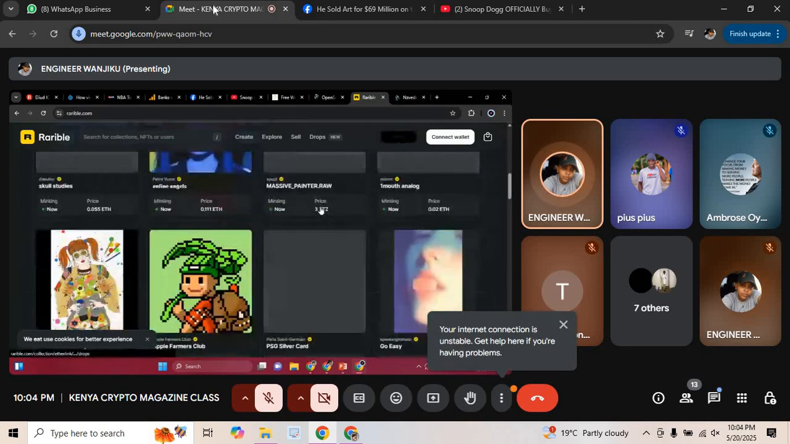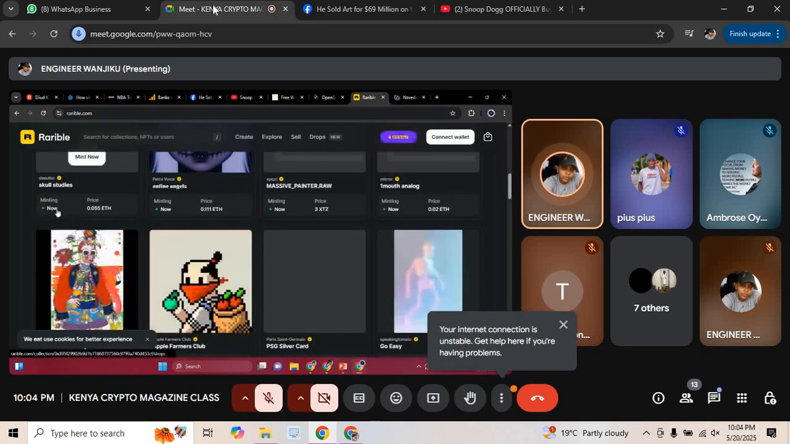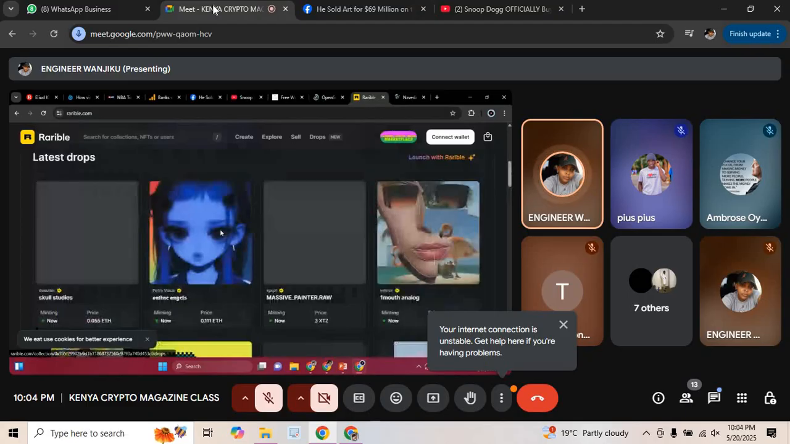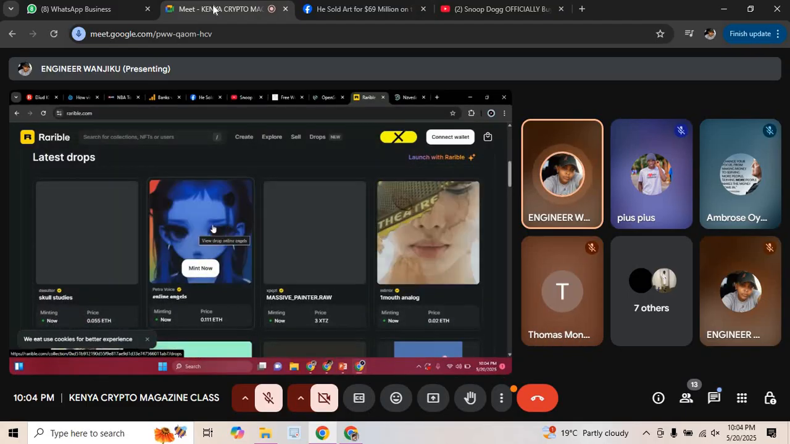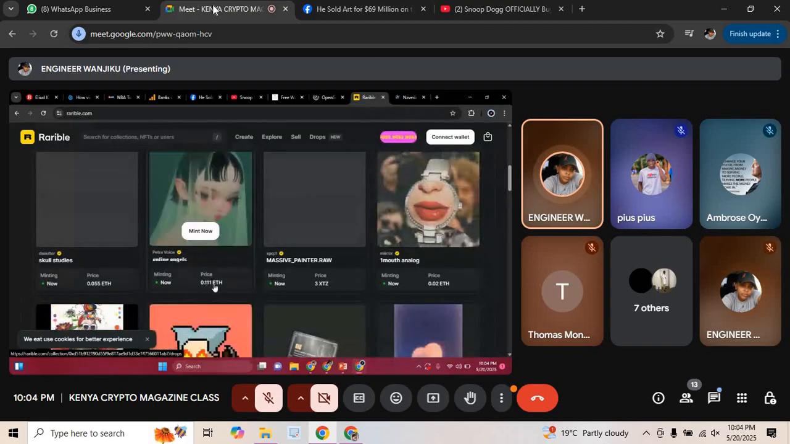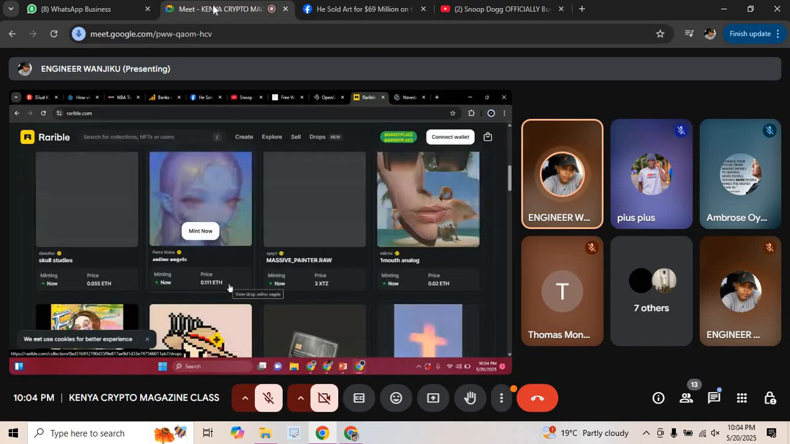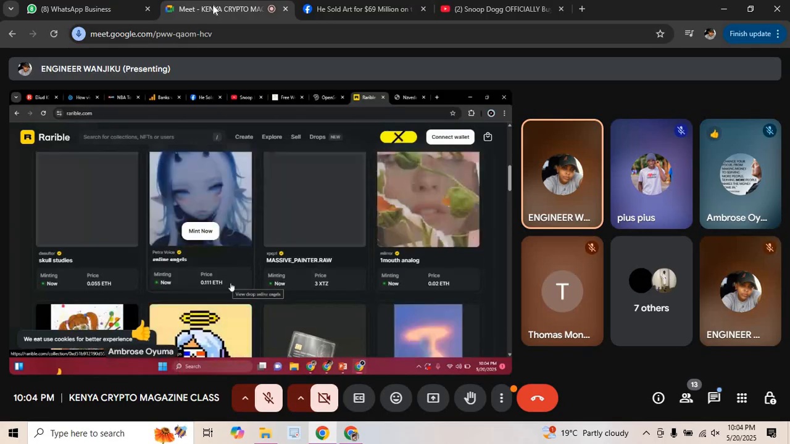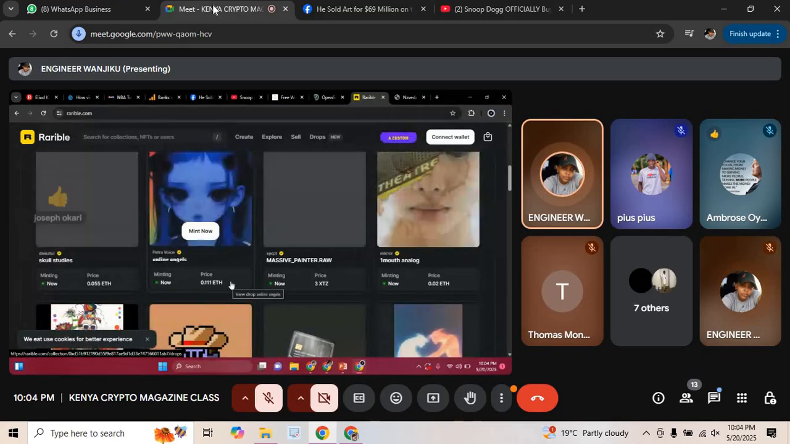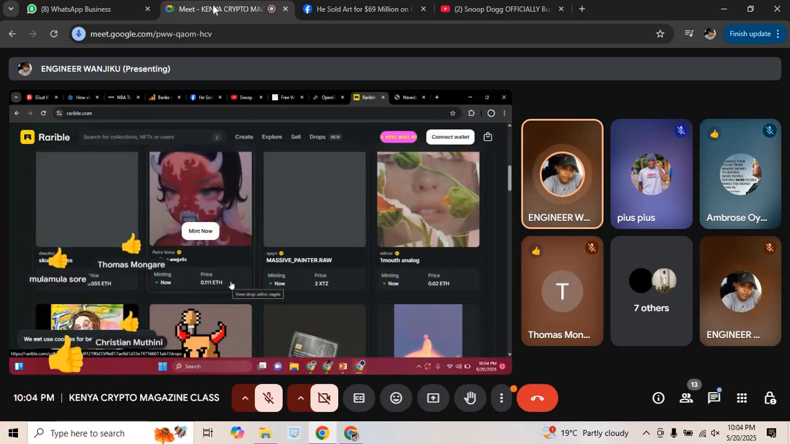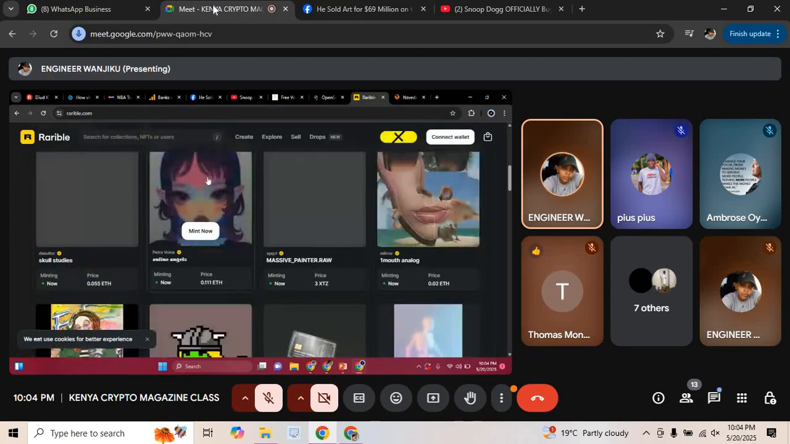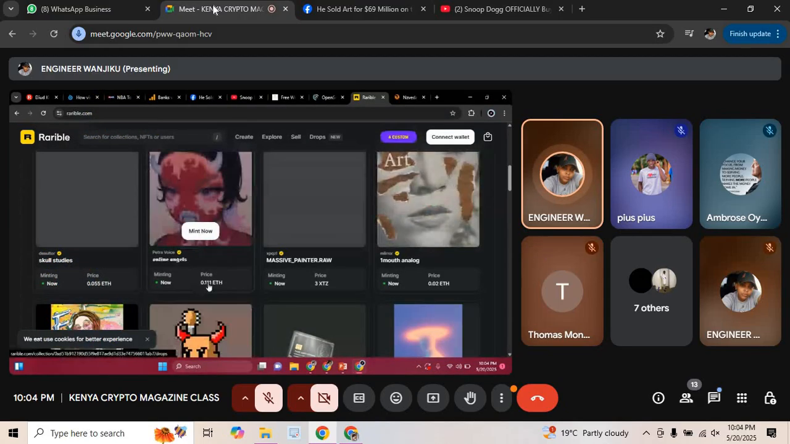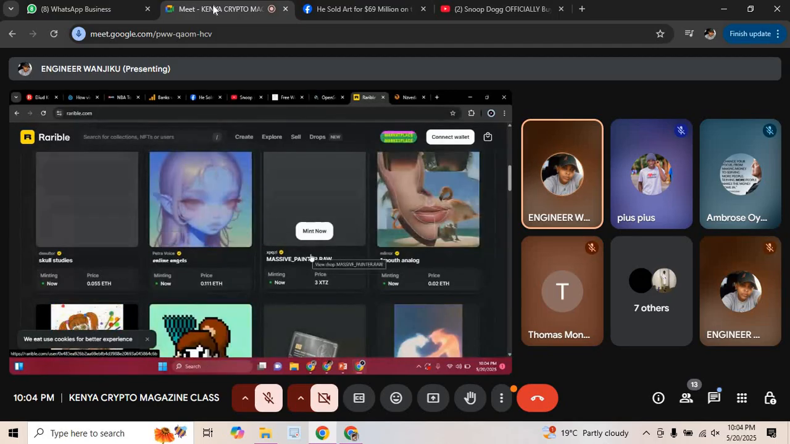So this, for example, is Rarible. Let's use this one that is open right now. You can see we have this GIF that someone has posted, and the price is 0.11 ETH. If you can see that, thumbs up. So if I want to buy this NFT, it means now I need 0.11 Ethereum. So how do I get to this?